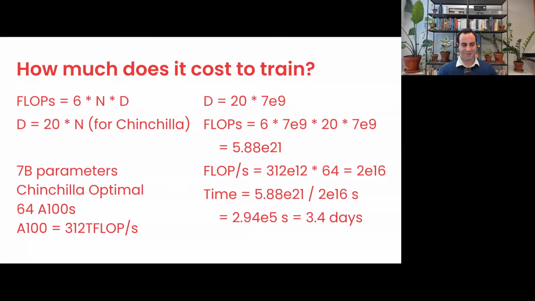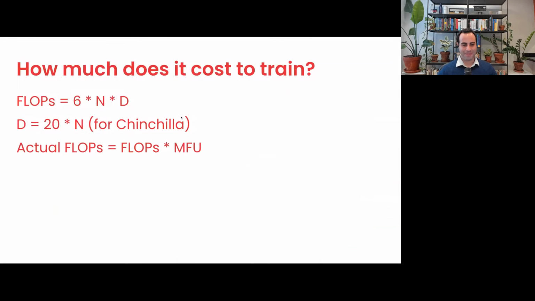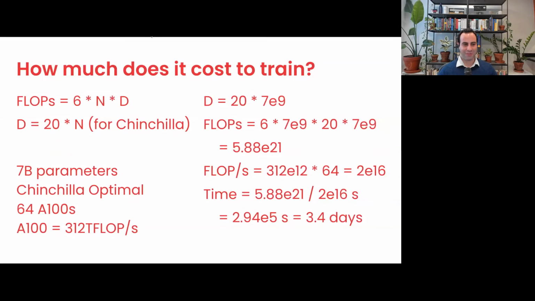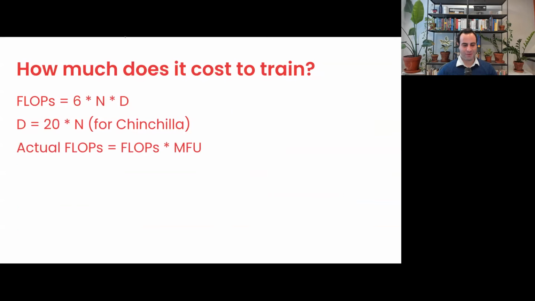Okay, so there's a little more to this. This was assuming that you were fully utilizing the A100. You were getting all 312 teraflops per second out of the A100. That's never going to happen in practice. There are always going to be reasons that you're not fully utilizing the A100s. And so we have to take into account the fact that we're not always going to get the most out of the hardware. And so I'm going to add one more number here, which is this MFU number.